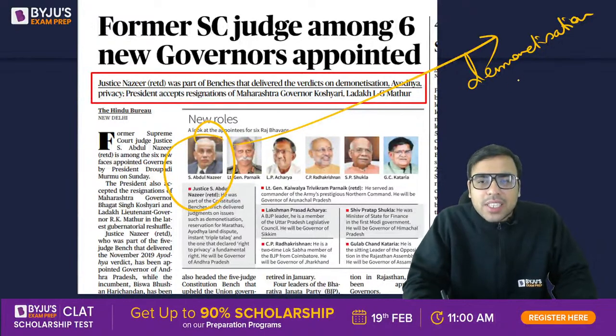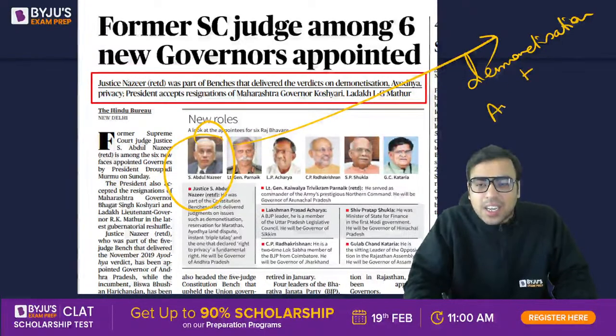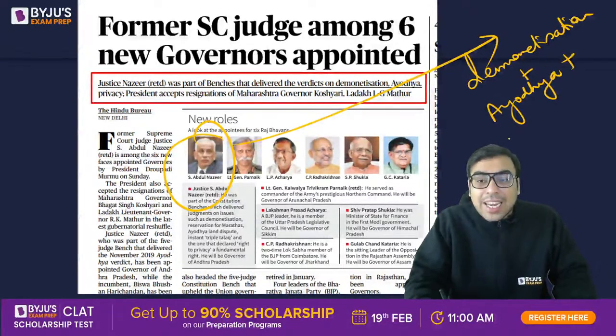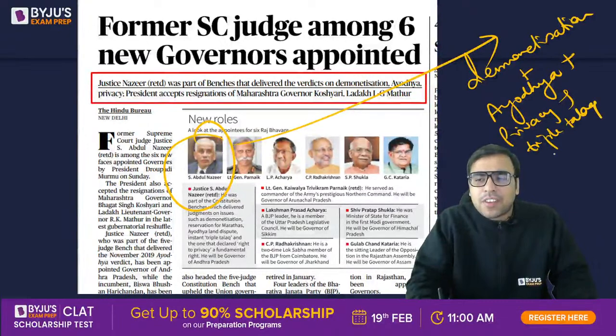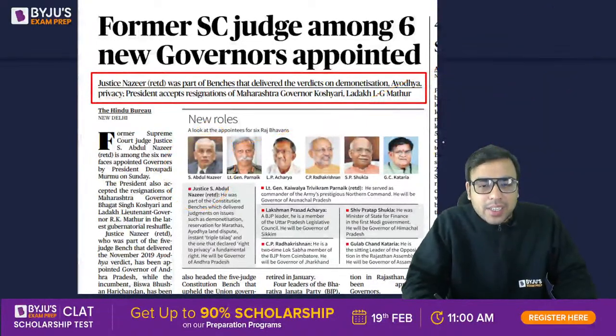So Justice Abdul Nazir was part of the bench which passed an order related to demonetization, then Ayodhya, then right to privacy, then I think triple talaq also. So these were the judgments, important famous judgments in which he was a part. So that is why he is actually very important. So just have an idea.